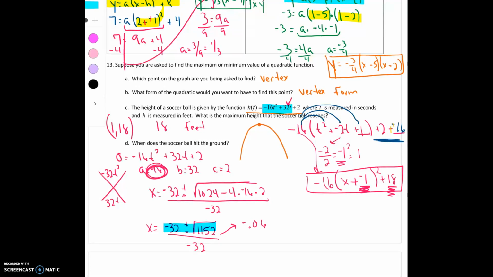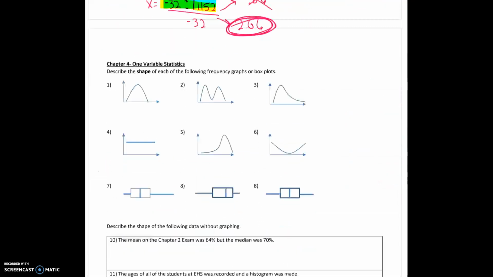And now I'm going to do this again. I'm going to type this in, but this time I'm going to use the subtraction sign. So negative 32 minus that square root number, and then I'll take that and divide it by negative 32, and the other number I get is 2.06. And the only answer I'm going to take is this one, because this is talking about the time, and time is not negative, so this one won't be used. So when does the soccer ball hit the ground? After 2.06 seconds.